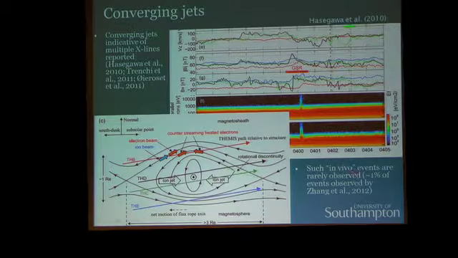And there are also statistical studies nowadays, and it's found that these events where you are seeing actively converging jets indicating active multiple X-lines are relatively rare, perhaps because you only get these converging jets as the event is being formed, and then once it's formed it continues to move tailward, but we don't necessarily see the jets.